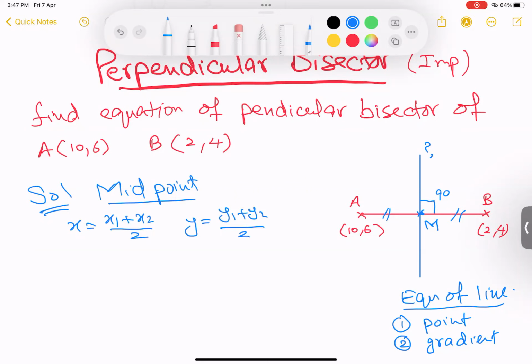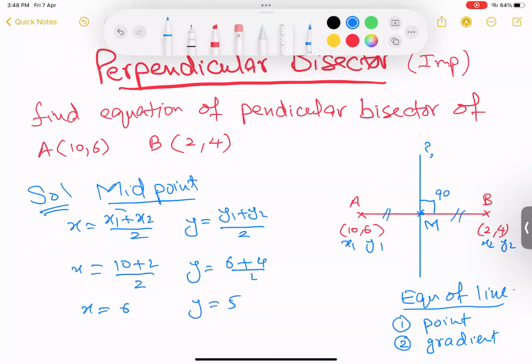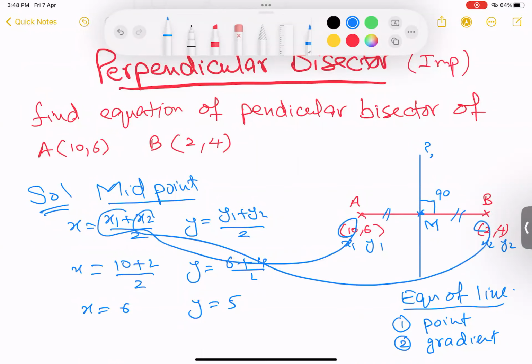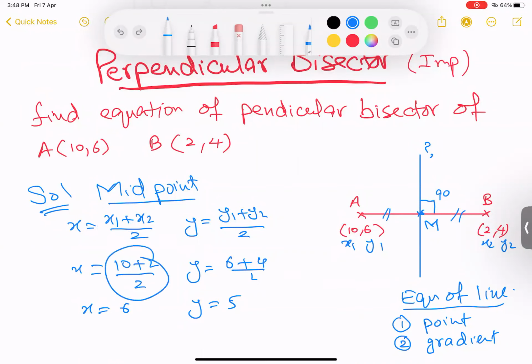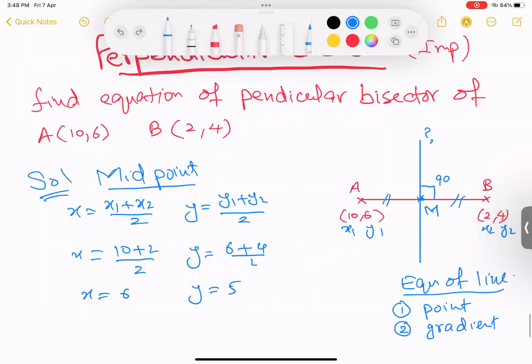Okay, what is x1, student? Best idea is to label it. Here x1, here y1, here x2, here y2. So let's label it. 10 plus 2, 12 divided by 2, gives 6. In the same way, y1 is 6 and y2 is 4, divided by 2, I got 5. I repeat, x1 is 10, x2 is 2, so 10 plus 2 divided by 2, and y1, y2 are 6 and 4, so 10 divided by 2 is 5. So the midpoint is clear. I have given it the name M, (6, 5).